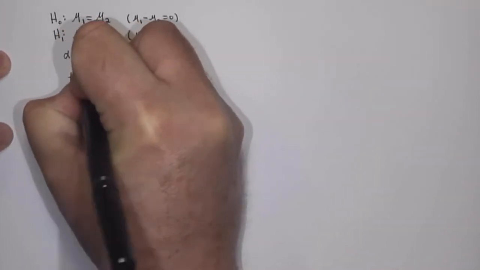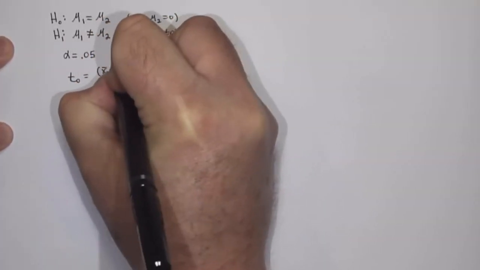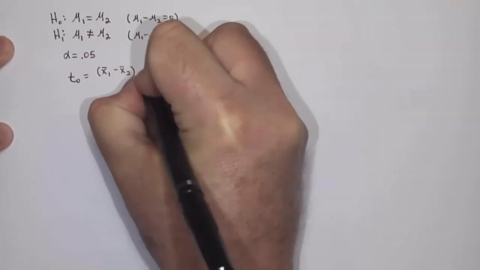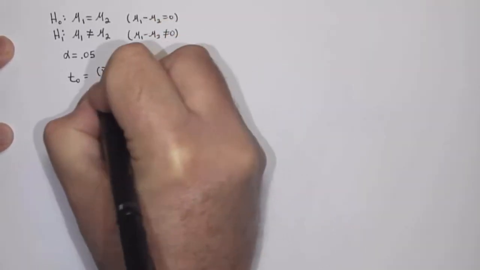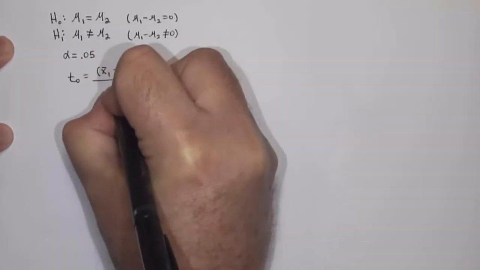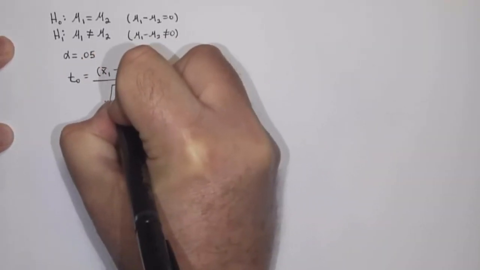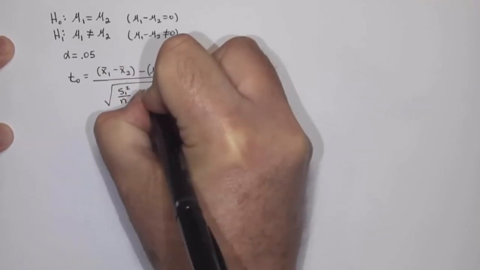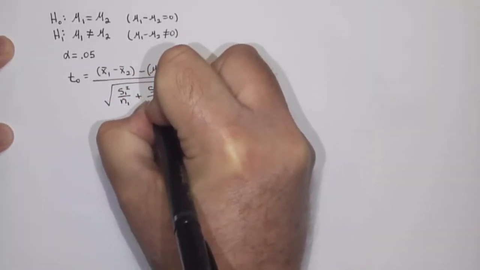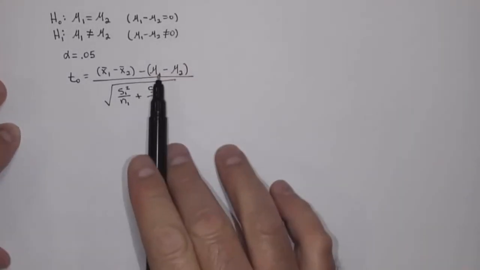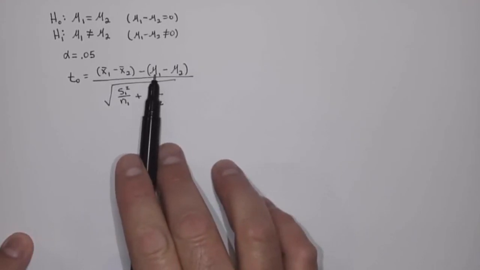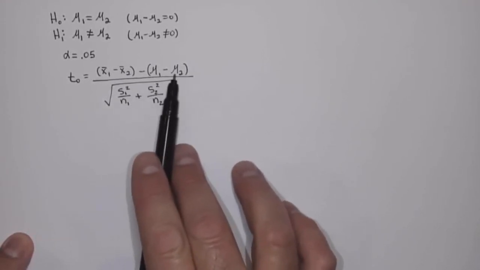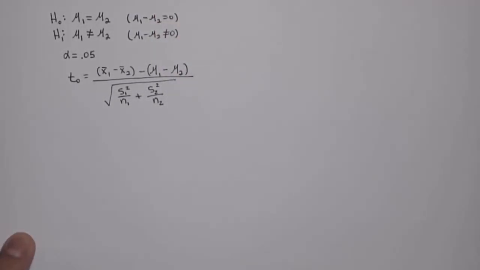So again, our test statistic is x bar 1 minus x bar 2, that quantity, minus mu sub 1 minus mu sub 2, that quantity, over the square root of s sub 1 squared over n sub 1 plus s sub 2 squared over n sub 2. Now if mu 1 and mu 2 are equal, then mu 1 minus mu 2, that part will be 0. So mu 1 minus mu 2 is going to be 0 if the null hypothesis is true.